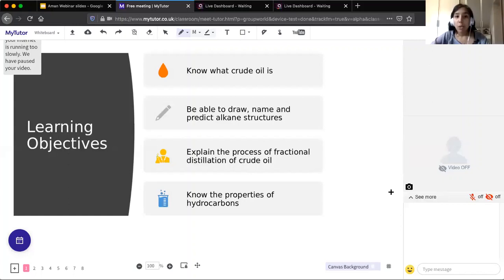We then need to be able to explain the process of fractional distillation of crude oil. So again, if you've been with me before, a couple of weeks ago, we looked at separating mixtures and we did cover fractional distillation of ethanol and water. So today we'll be looking at specifically crude oil, and then we need to know the properties of hydrocarbons.